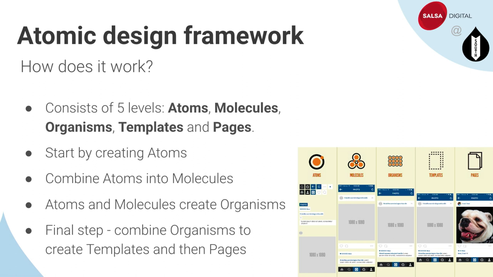Very, very quickly, the atomic design framework consists of five levels: atoms, molecules, organisms, templates, and pages. How does it work? Essentially, atoms are components such as icons, labels, headings, and paragraphs. Your molecules, you take your atoms and you build components from them. So for example, if you have an event card, you'll design that with components such as icons, tags, and headings.